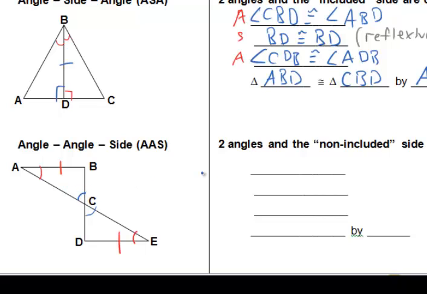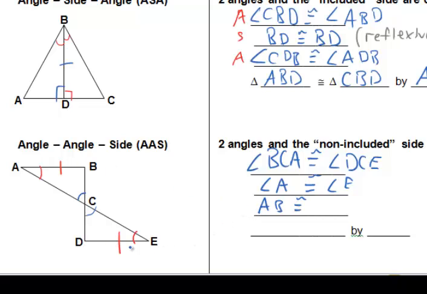Angle side. They're at C, so I've got angle BCA is congruent to angle DCE. All right. This angle over here, I can just call it angle A. I could call it angle CAB, but since it's the only angle there, I'm going to keep it easy. Angle A is congruent to angle E. And lastly, side AB is congruent to side ED.